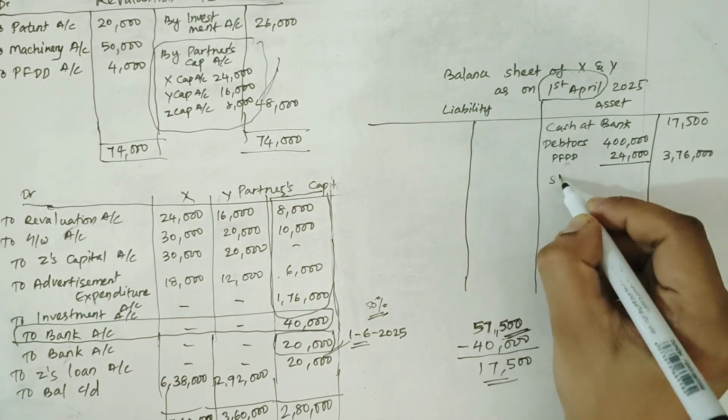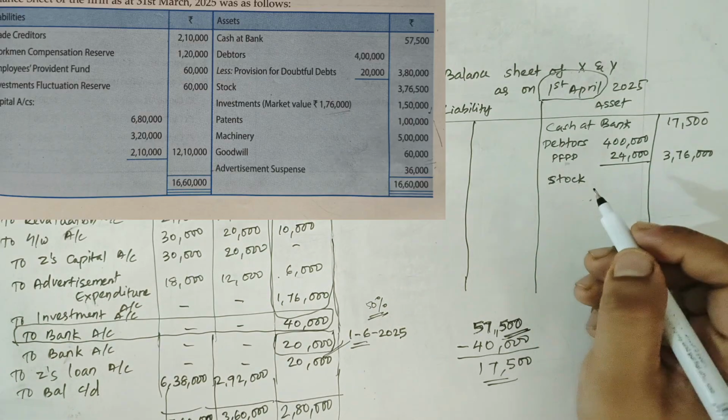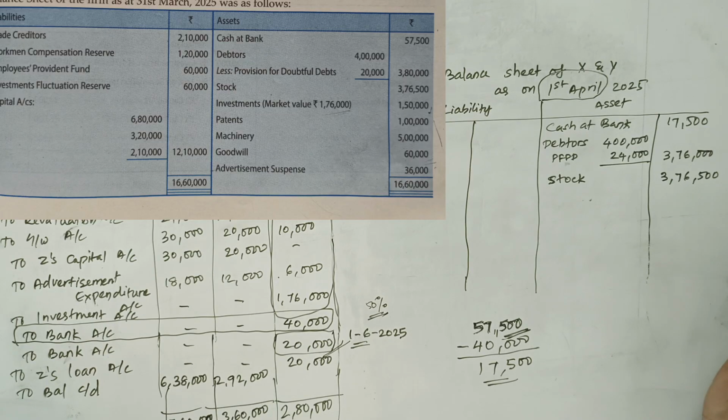In stock, there was no adjustment, so the same amount, 3,76,500. Now investment. Investment is taken over by Z. So investment is gone, and nothing will be posted on the balance sheet.